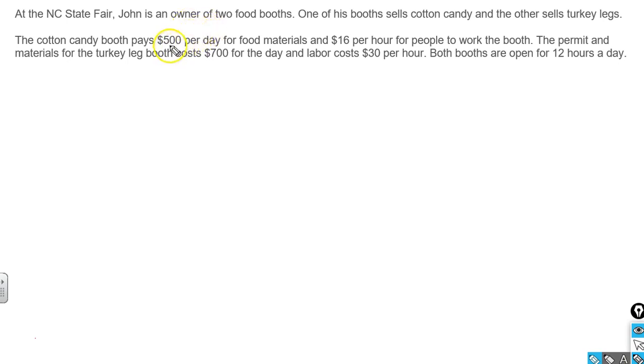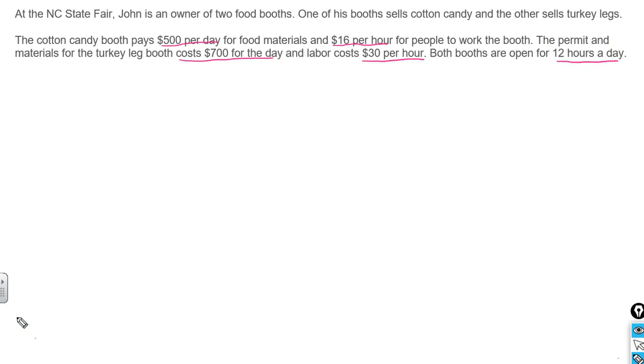We should highlight some of the important information. First, John owns 2 different booths. One sells cotton candy, one sells turkey legs. The cotton candy booth costs him $500 per day just for the materials and $16 per hour for people to work the booth. Notice that's combined for all of the people working, not per person. The permit and materials for the turkey leg booth cost $700 per day, and the labor for that booth is $30 per hour. And both of the booths are open for 12 hours a day.